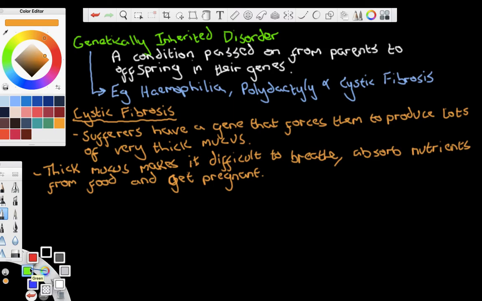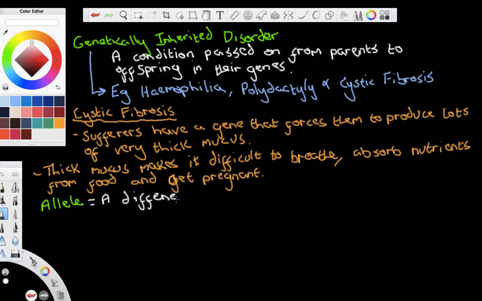Now this is where I'd like to introduce us to the word allele. There's going to be a lot of keywords today, I'm afraid, and you need to be able to use them. So allele. Okay? An allele is a different form of the same gene.